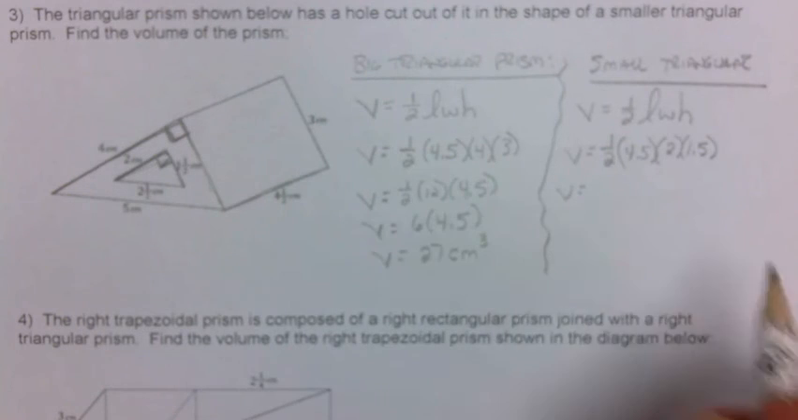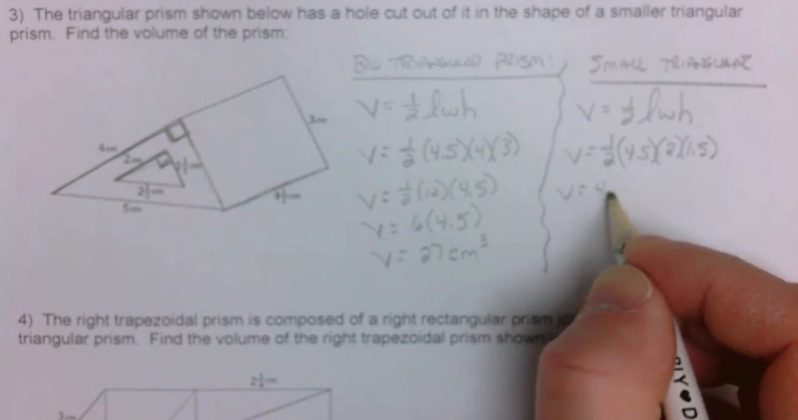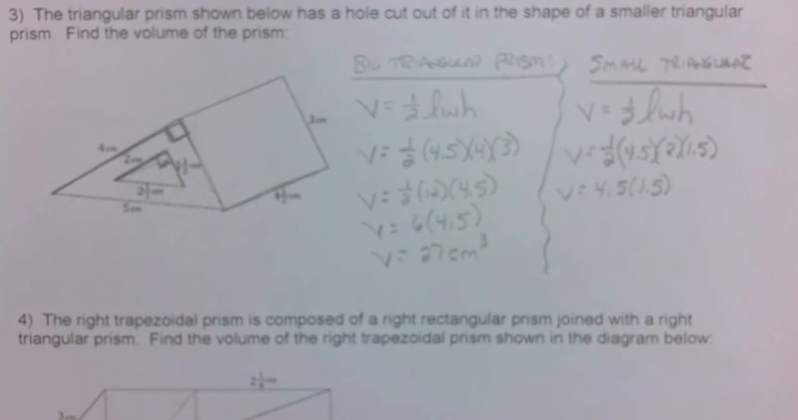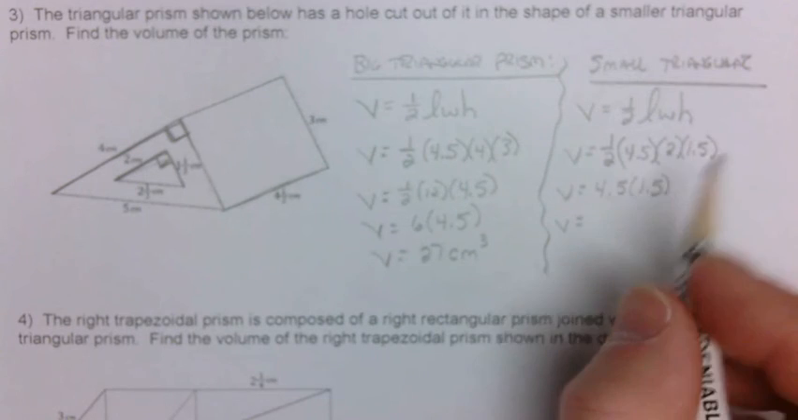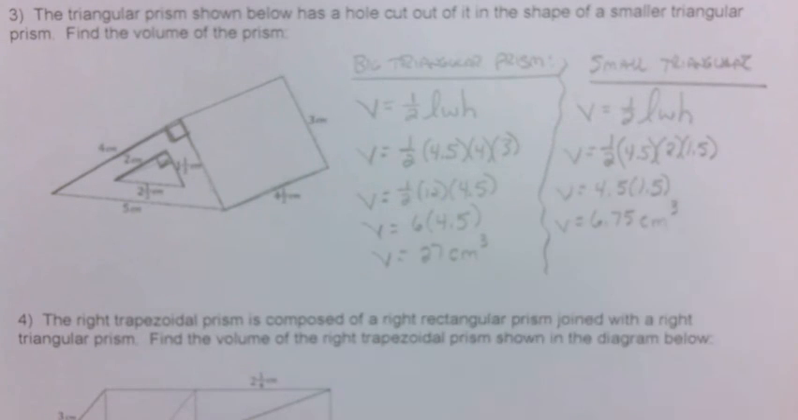If I multiply here, 1/2 times 2 is just 1. So I'm just going to have 4.5 times 1.5 that I need to multiply together. And if I multiply 4.5 by 1.5, that gives me 6 75/100 cubic centimeters as the volume.